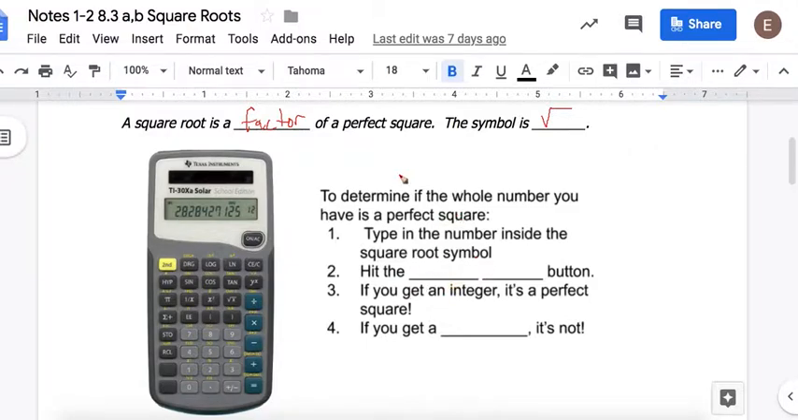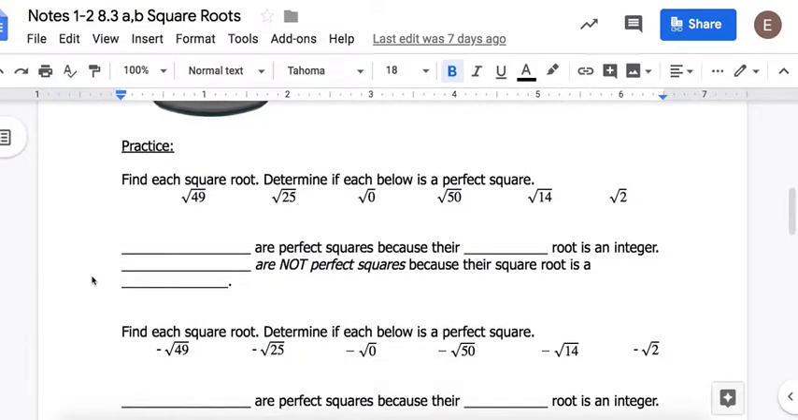So whatever number is inside the square root symbol, so for example, we would type in 169, and then we would hit the square root button. If you get an integer, it's a perfect square. If you get a decimal, then it's not a perfect square, and we would call that an irrational number with an I. So let's look at some practice here.